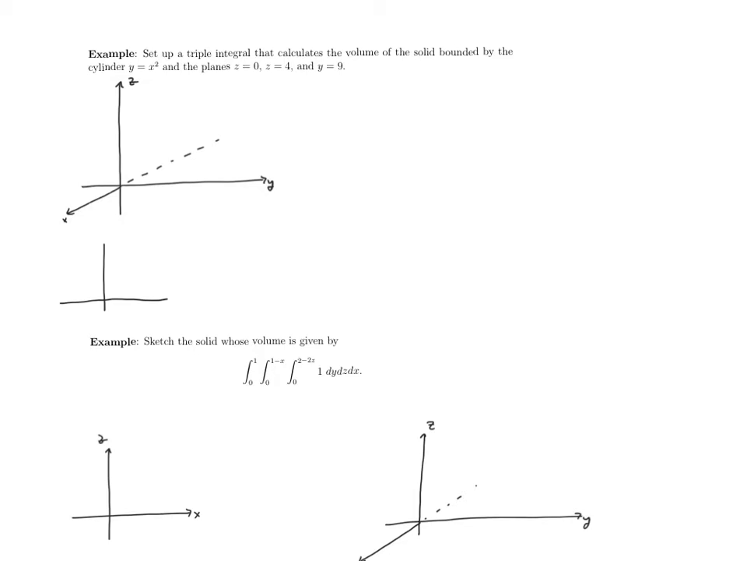In the first problem we're simply going to set up, we don't need to evaluate, a triple integral that calculates the volume of the solid bounded by the cylinder y equals x squared and the planes z equals 0, z equals 4, and y equals 9. And what I would like you to do is to pause the video and see if you can come up with your rough sketch of what this solid will look like.